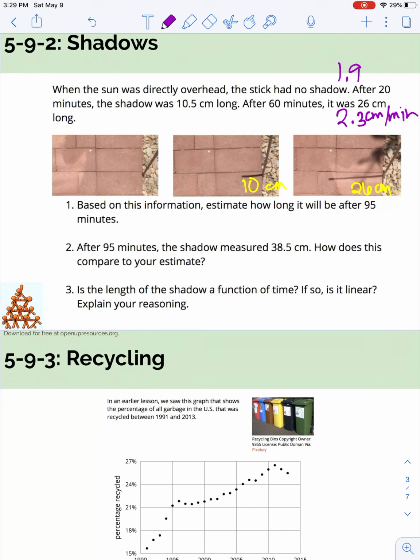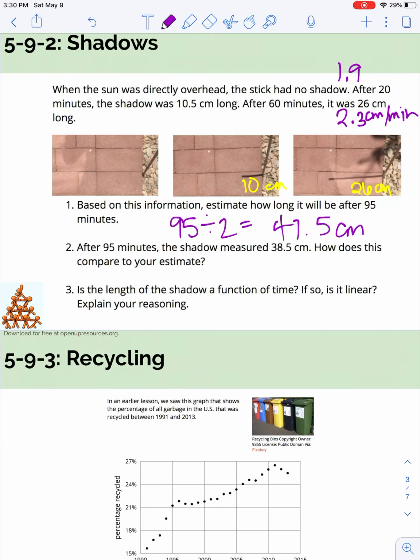then it wants to know after 95 minutes. So I could do 95 divided by 2. So I'm being lazy and not really writing a formula, but 47.5 centimeters, sorry. But this is probably what you would do if you were doing this on a standardized test. I don't really think you'd be writing a formula. Okay, so that's our guess.